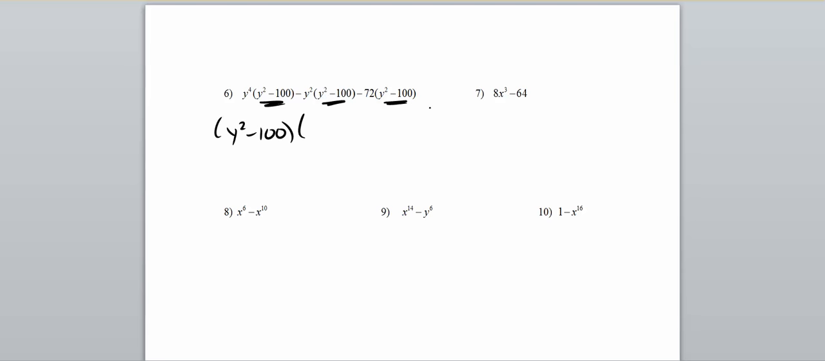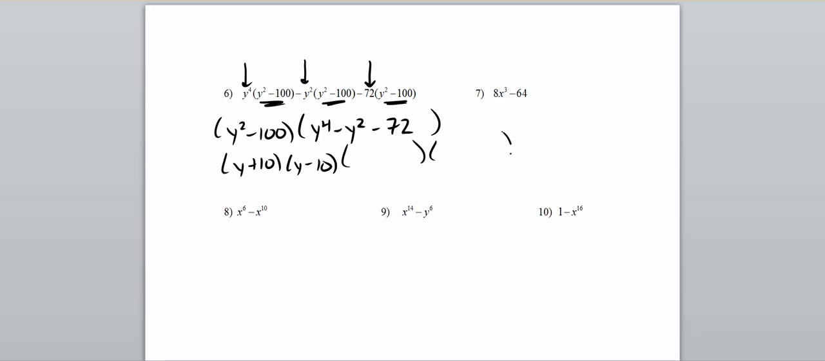If I pull that out of the first term, I'm left with y to the 4th. If I pull it out of the second term, I have negative y squared. And if I pull it out of the third term, I have minus 72. So I'm pulling y squared minus 100 out of the first term, second term, and third term and seeing what's left over. Now I'm going to continue to factor as best that I can. So I'm going to say, okay, this is y plus 10, y minus 10, because that's a difference of squares. And then let's try to factor this similar to what we did in problems 1 and 2 in part B.